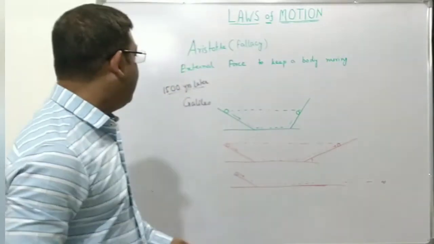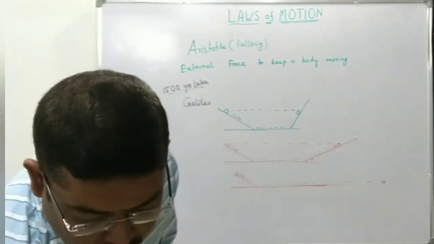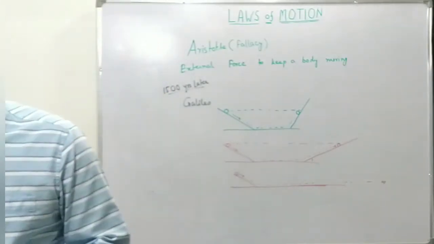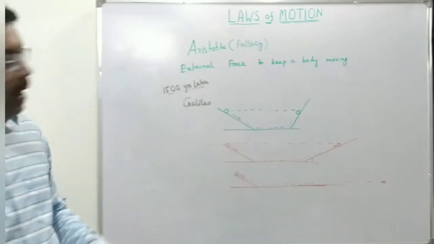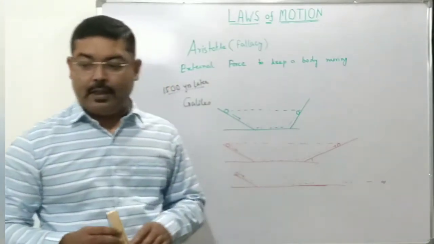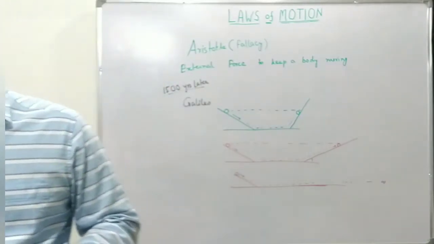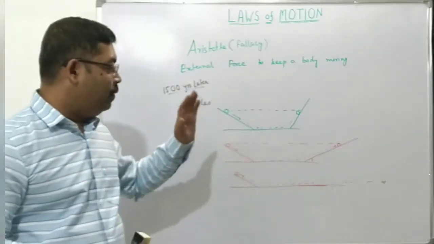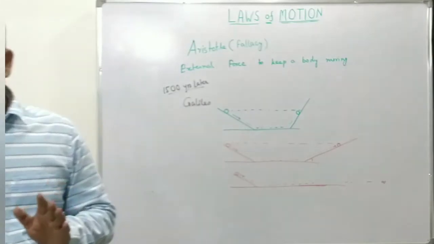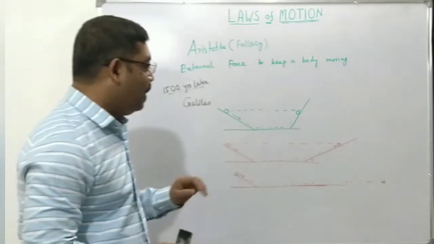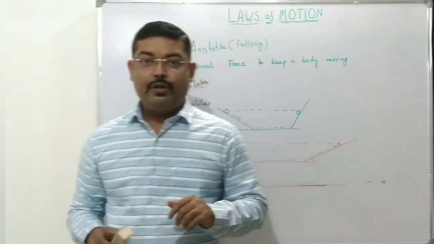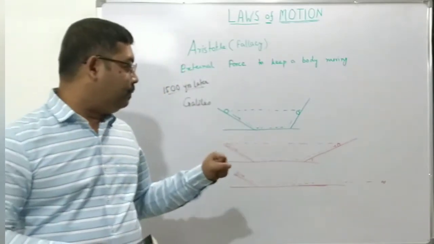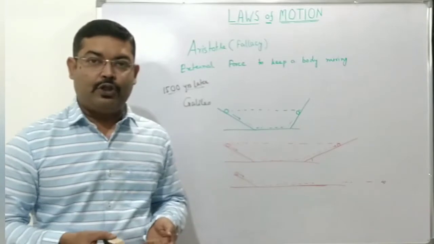So these two experiments led Galileo to conclude that a body which is moving with a certain speed along a straight line will continue its motion along the same straight line until and unless an external force stops it or causes it to change its state of motion.